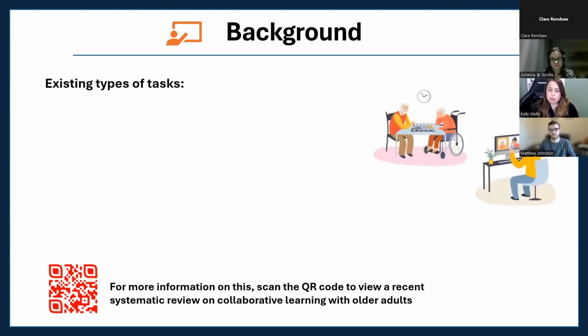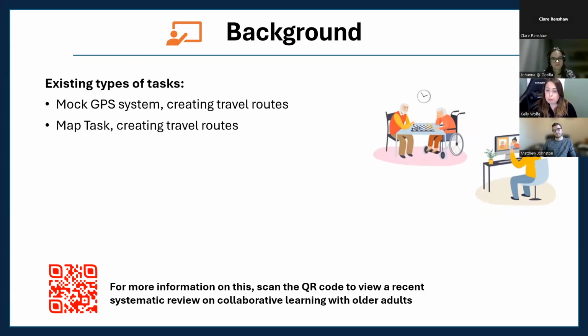So there are several types of collaborative learning tasks that already exist, and they're quite different. One of them, for example, is a mock GPS system, where in that study, people created travel routes with another partner. They had to fulfill certain criteria and get a route set up. Then we have another one called the map task, which is similar, but instead it's on a piece of paper with landmarks, and you have to plan a similar route, more like a map versus the GPS.